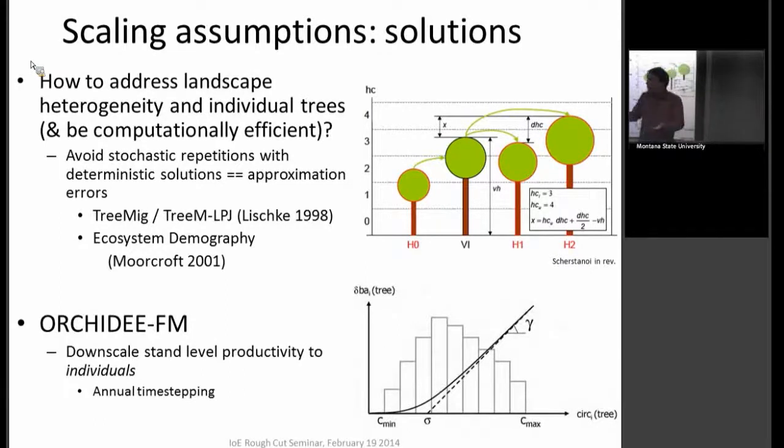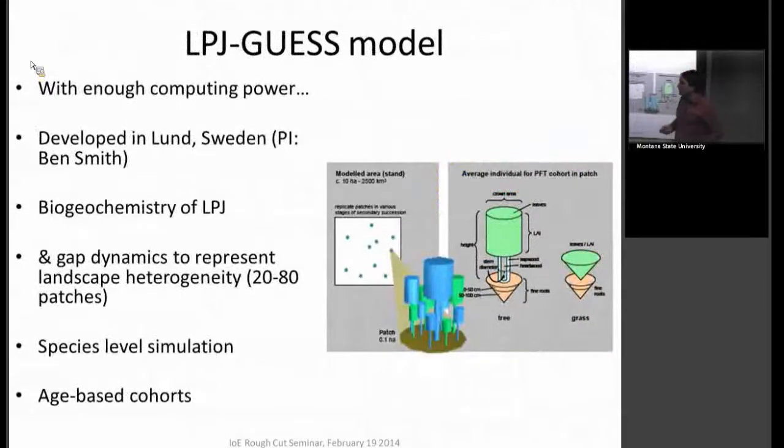But with enough computing power, we could just simply use the LPJ-GUESS model, which gives us cohorts, and it gives us species-level simulations, and it does the gap dynamics, and we don't have to worry about these approximation errors and so on. And so the difficulties that the community has had with the scaling issues associated with vegetation dynamics are now becoming less important as computer clusters become cheaper and more efficient for ecosystem modeling.